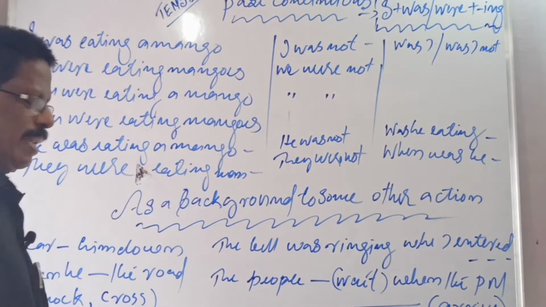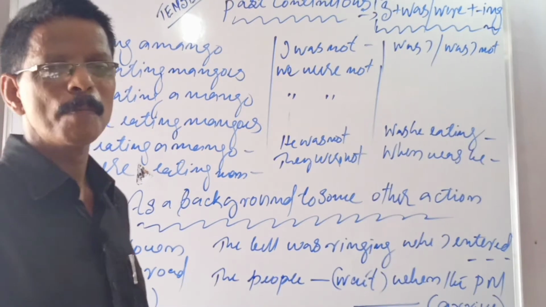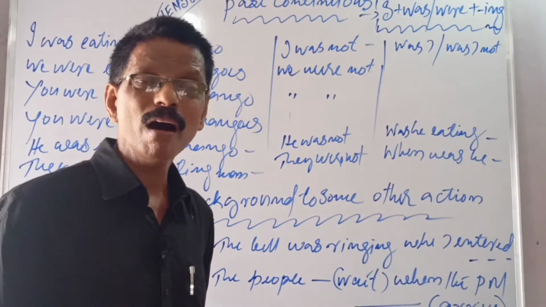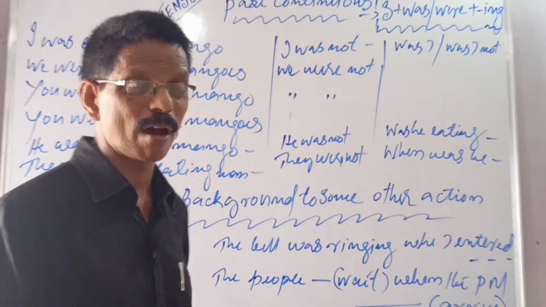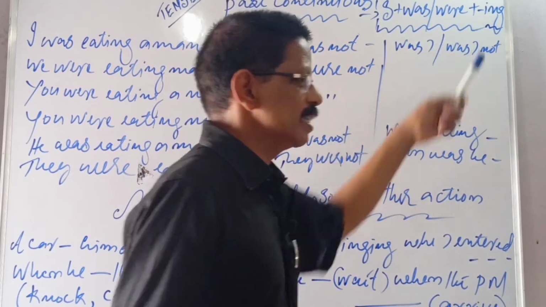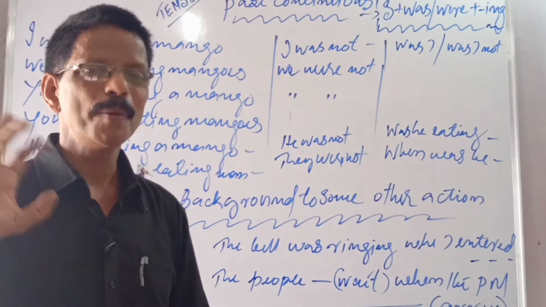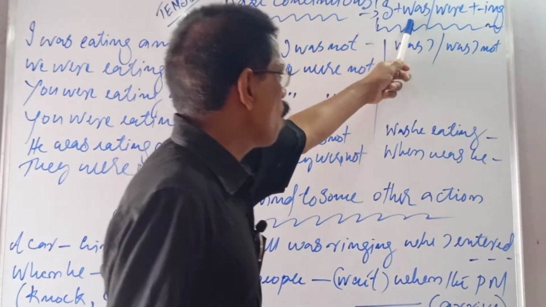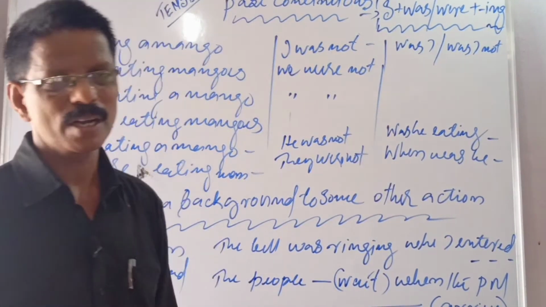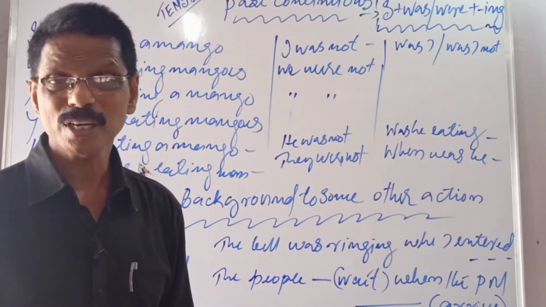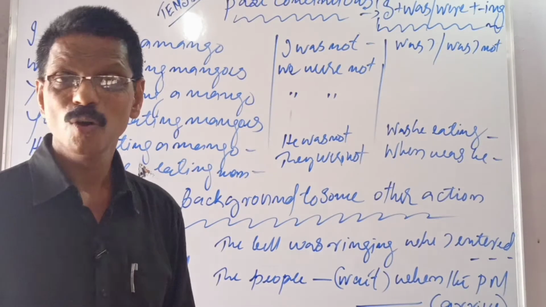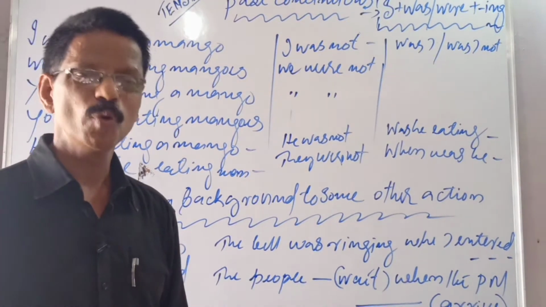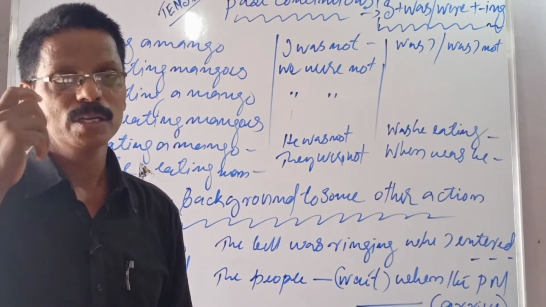Past continuous tense. We saw present continuous. What is that? Am, is, are plus ing. Subject plus am, is, are plus ing is present continuous tense, whereas was or were plus ing is past continuous. Am, is, are in present and was and were in past. Subject plus was or were plus ing is past continuous tense. I repeat once again: past continuous means subject plus was or were plus ing, that is, be plus ing. In future, shall be or will be plus ing, the present participle.